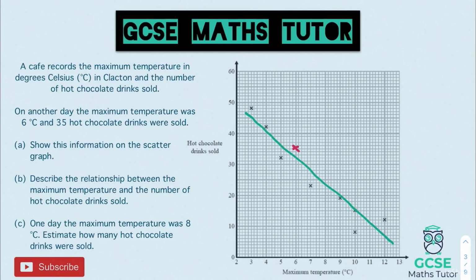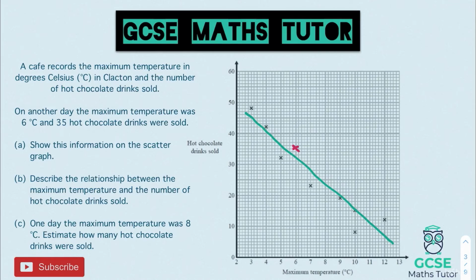It now says in part B, describe the relationship between the maximum temperature and the number of hot chocolate drinks sold. So again, if we were asked about a correlation, this one has got a negative correlation, but we're being asked to describe the relationship. So our description would be, as the temperature increases, the number of hot chocolate drinks sold goes down, which was our logical thought at the start.